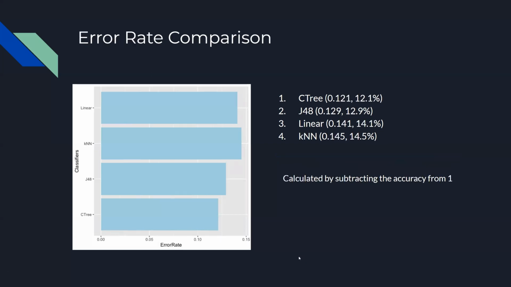Our next comparison is the error rate comparison. Based on the graph, it is calculated by subtracting the accuracy from 1. Once we did those calculations, we come up to the numbers that show that C3 is around 12.1%, which is the lowest one. Then we have J48 at 12.9%. The third one is the linear, which is a bit higher than C3 and J48, at 14.1, and similarly KNN is close to there, which is 14.5%.